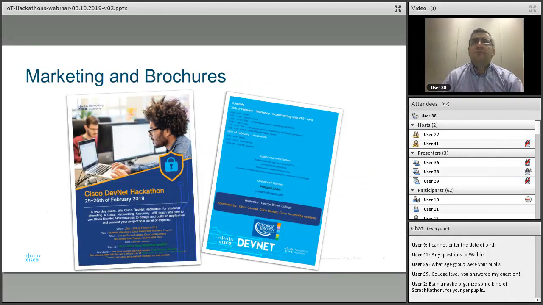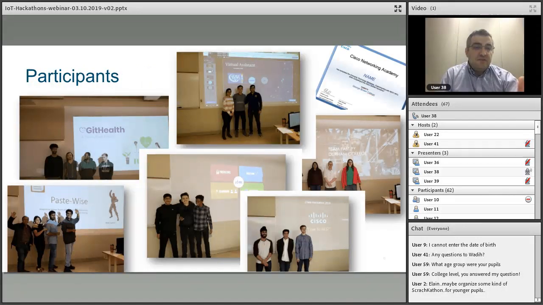The institution built out quite a lot of marketing materials and brochures. And by the way, all of these materials are available, and the institution is happy to share those with other institutions interested in running this kind of a hackathon. I also want to include a few photos of the participants and the high school that were there.